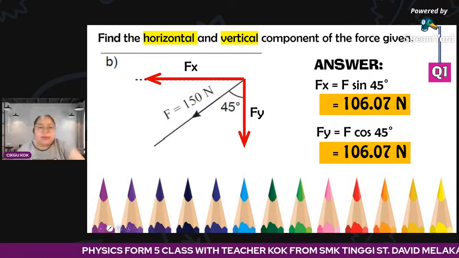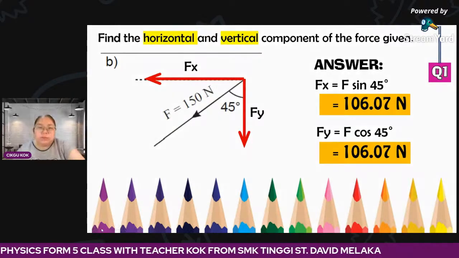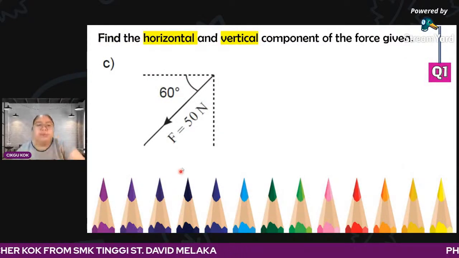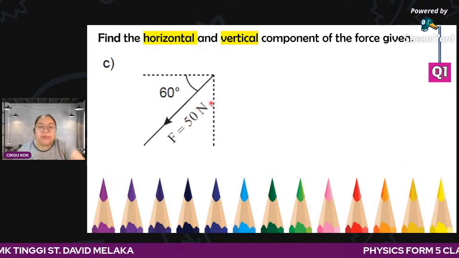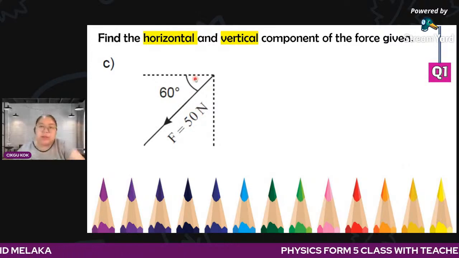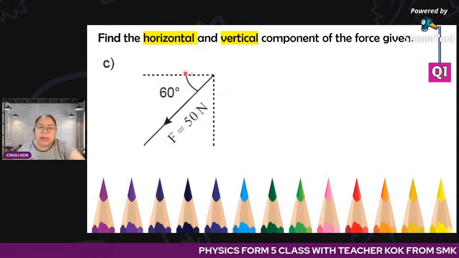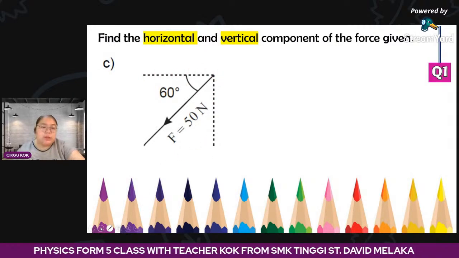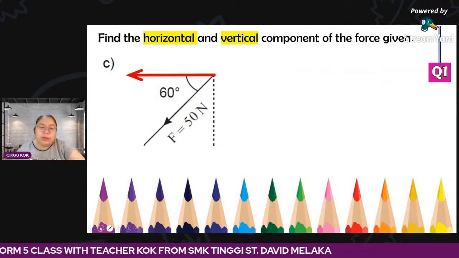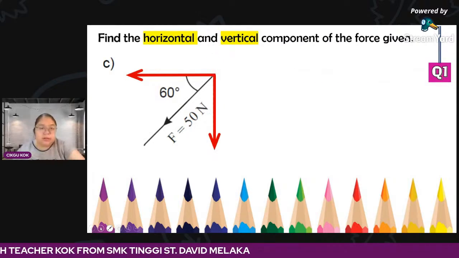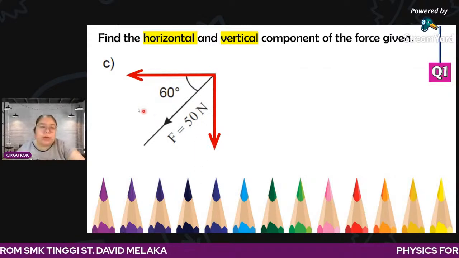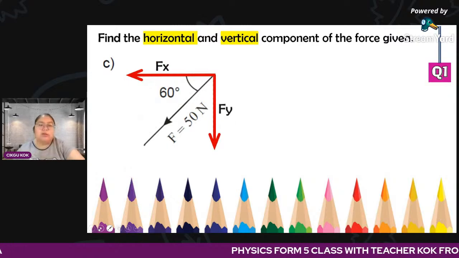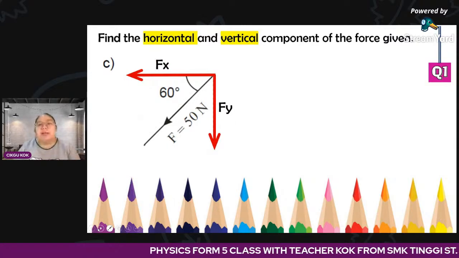Okay, then we go to the C. For the C also, the force goes down, this one is 50 Newton, but the anchor is here already. So with the anchor here, this one becomes cos, and then this vertical one becomes sine. So we go to check. This one is Fx, this one is Fy. We bring the Fy to the other side, then find out. Again, straightforward, give me the answer for Fx and also Fy.